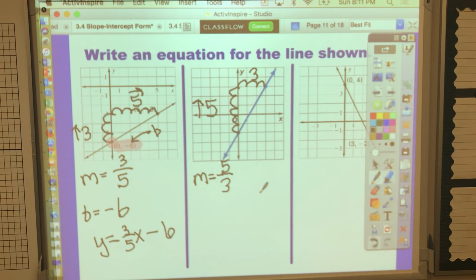Our b, again, is the point where it crosses the y-axis, and on this graph it's right here. So it's at 0 right here, then -1, -2. This point is (0, -2). So our y-intercept, our b, is -2. So my equation is y equals 5 over 3 x minus 2.